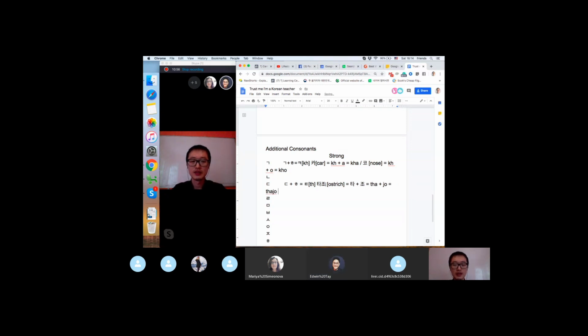Another example is this one. The consonant is t, and the vowel is e. So it is te. This is how we write te.